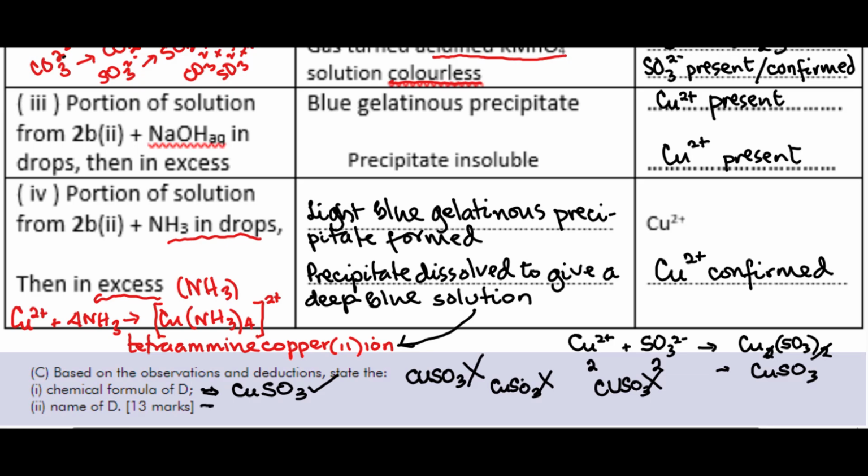And the name of D is what? Copper 2. You name the positive ion first, or positive radical first. Copper 2 trioxosulphate 4. Copper 2 trioxosulphate 4.